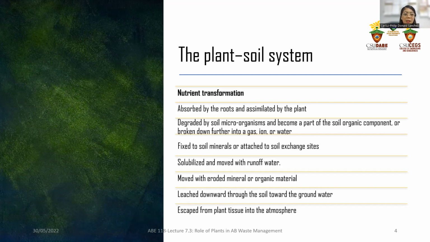So these processes: solubilize and move with runoff water, move with eroded organic material, leach downward through the groundwater system, or number 7, the nutrient escape mechanism. So for example, process 4, solubilize and move with the runoff water, because of the cultivated crops, can be addressed through conservation tillage.